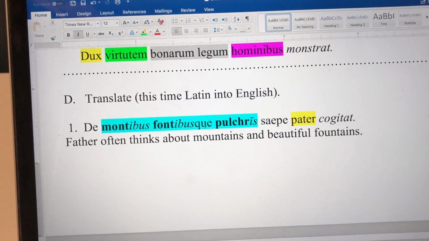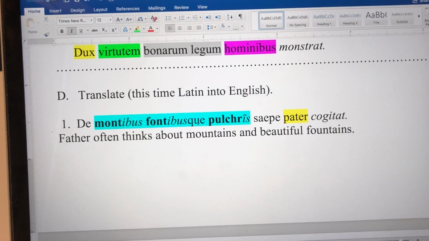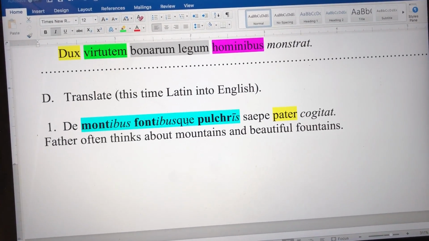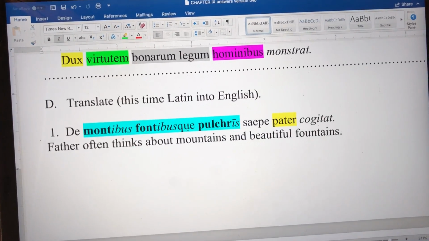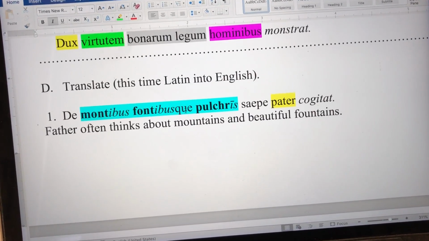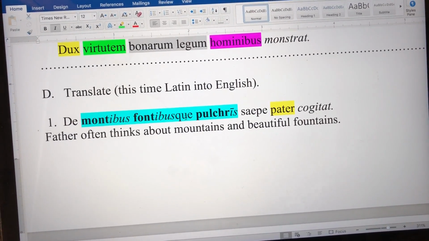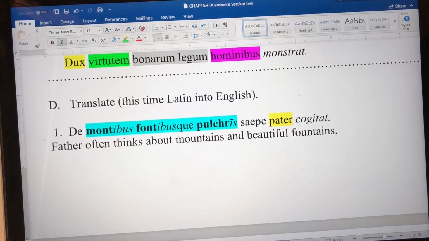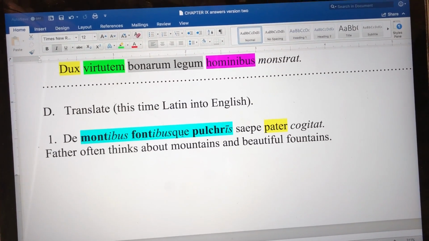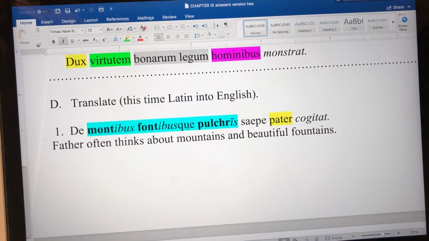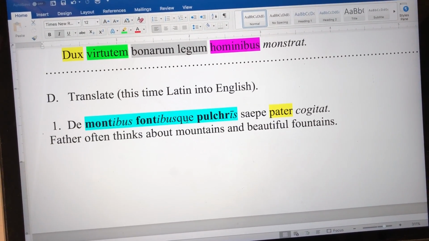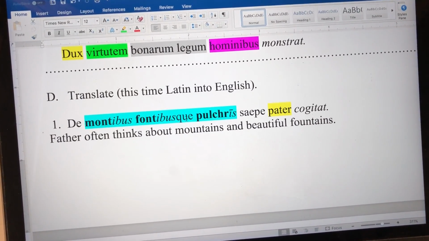These are the Latin to English sentences. So we have de montibus fontibusque pulchris saepe pater cogitat. So here you have your subject at the end of the sentence with the verb and your adverb saepe. So father often thinks. And then you have de, which here would mean about, because we're thinking about the ablative plural things. Montibus, mountains, que and fontibus, fountains, and beautiful.